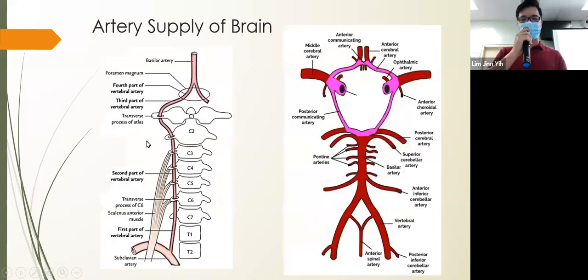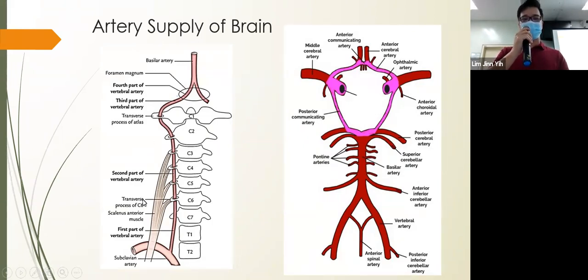For the posterior system, we have our vertebral artery, which first branches from the subclavian. It travels upwards into the transverse foramina from your C6 to C1, and then it enters the foramen magnum. The two paired vertebral arteries will combine to form the basilar artery.